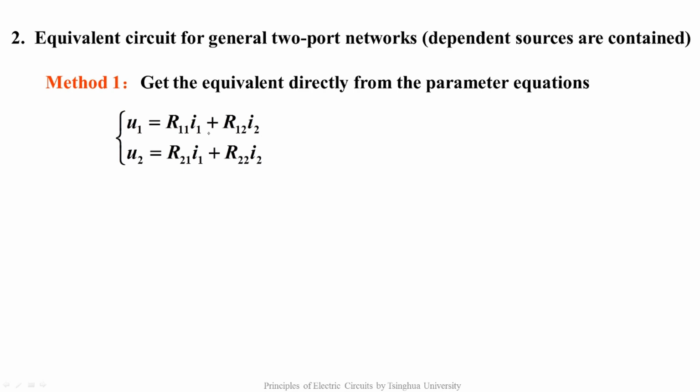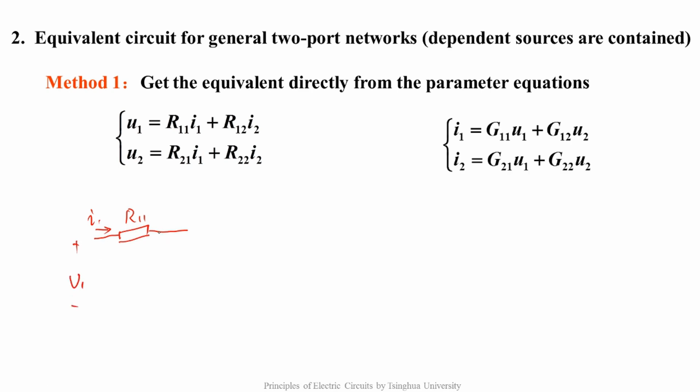U1 and I1 are the voltage and the current of the same port, so their relationship can be represented by R11. Here are I1 and U1. U1 is the sum of the two items, and R11 represents the first item. For the second item, since U1 and I2 are the voltage and the current of different ports, we need to use a current-controlled voltage source whose voltage equals R12 times I2. Then we get the first equation.